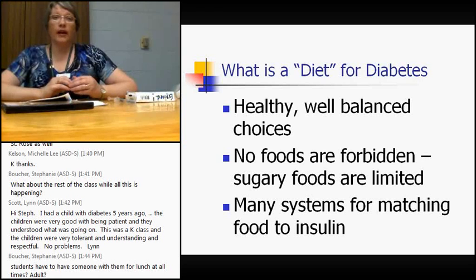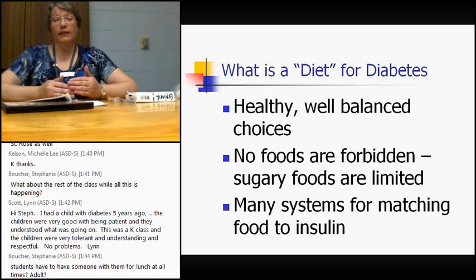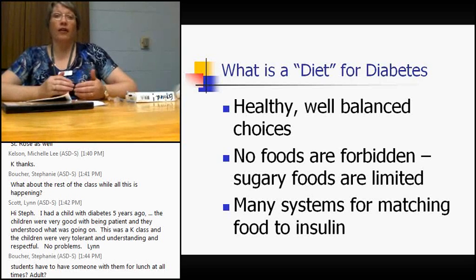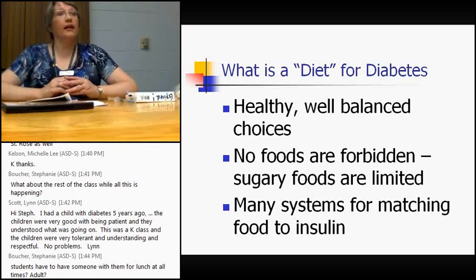There's a number of different systems available for matching up the amount of insulin with the amount of food that children are eating. And as you listen to Tara and Allison, you realize that there's a lot involved with getting that right value with the blood sugar. We don't want to be too high or too low. A number of systems contribute to matching the food to the insulin. Next slide.